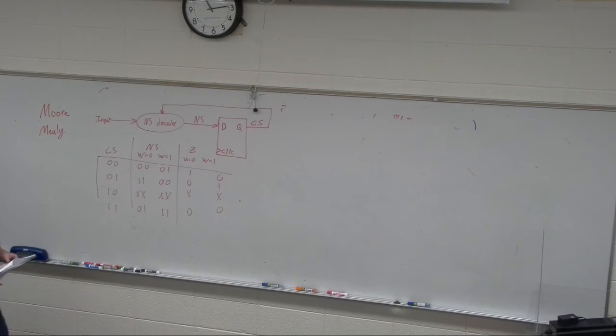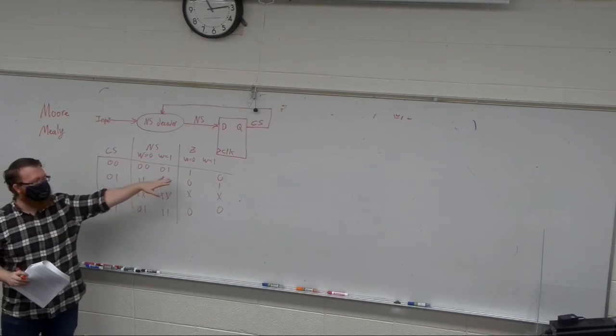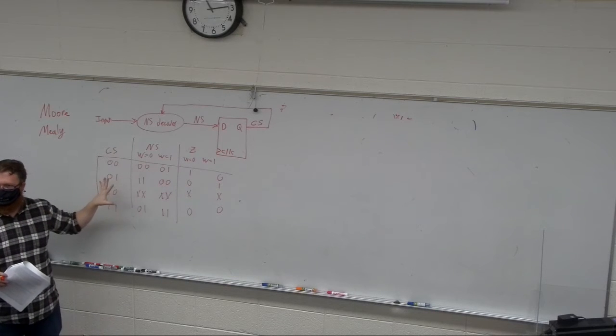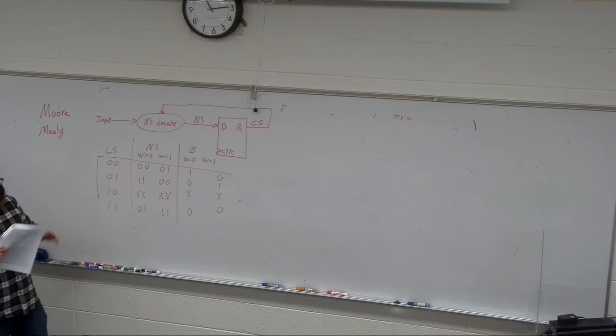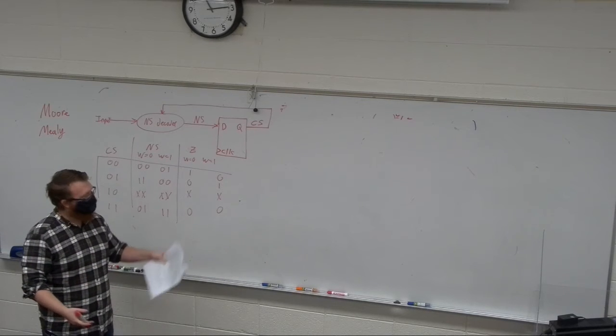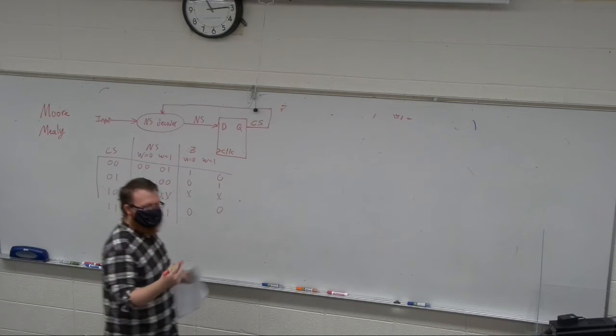Okay, so we have this table where we're just saying if my current state is 0, I evaluate W and put an output and go to this next state, right? We all know how to read this, hopefully. Might take a little bit, but we can figure it out. Now we want to figure out what is our logic for output Z. So let's draw a K-map.